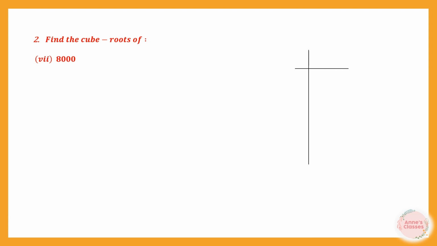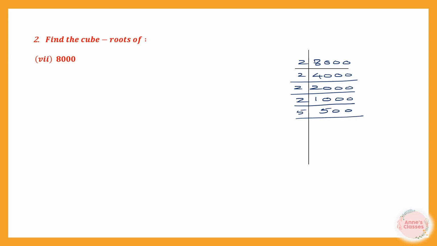Next one, 8000. So again, let's find all the factors of 8000. Starting with 2. 2 fours are 8. Then continue with 2 again. 2 twos are 4. 2 ones are 2. Again with 2. 2 fives are 10. Now let's move on to 5. 5 into 100. Then again 5 twos are 10. Then 5 fours are 20. Now go to 2. 2 twos are 4 and 2 ones are 2.